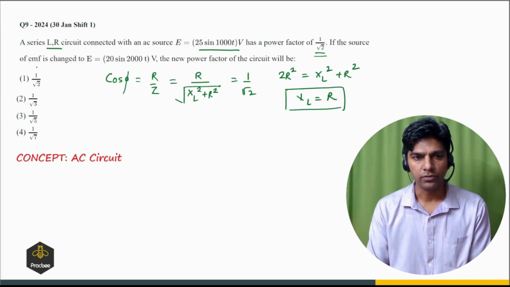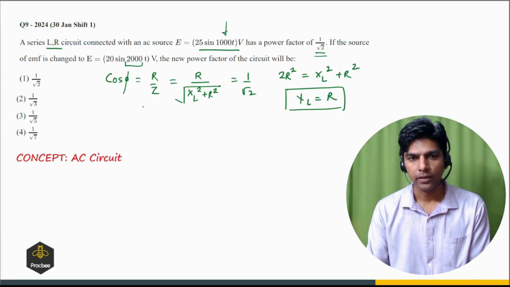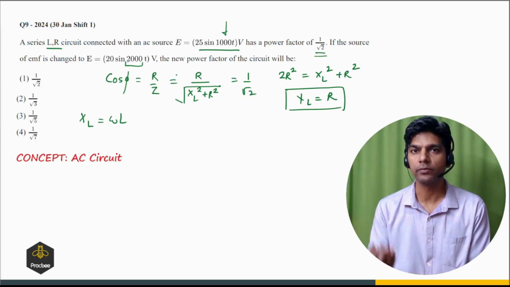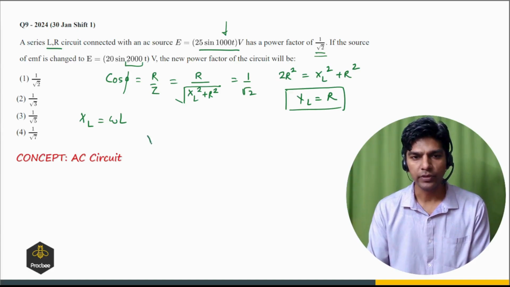Now the source of EMF is changed to 20 sine 2000 t. Due to that, the angular frequency is also changing, right? Earlier it was 1000, now it has become 2000. And we know that the inductive reactance is omega times L. As the frequency is getting doubled, XL will also get doubled. So the new XL will be 2R.